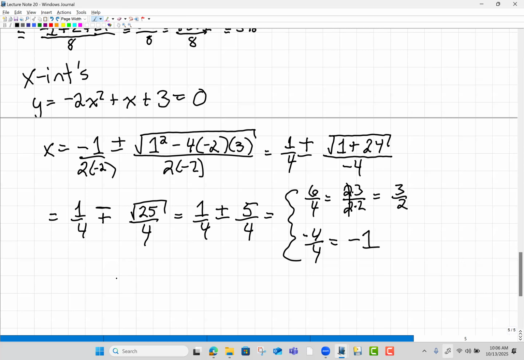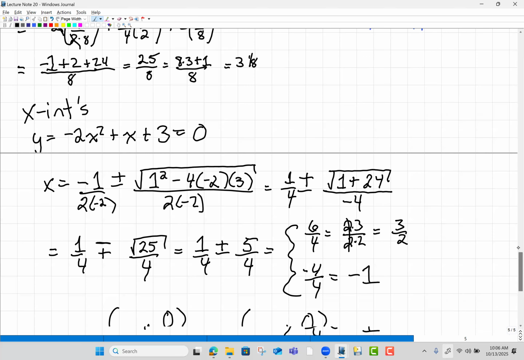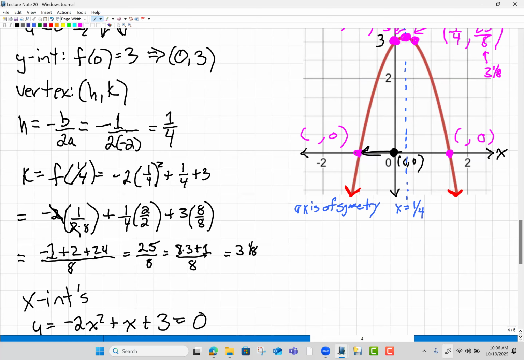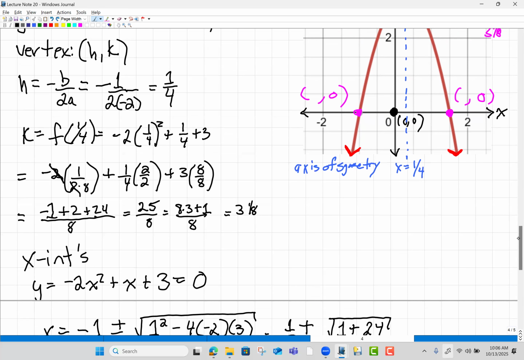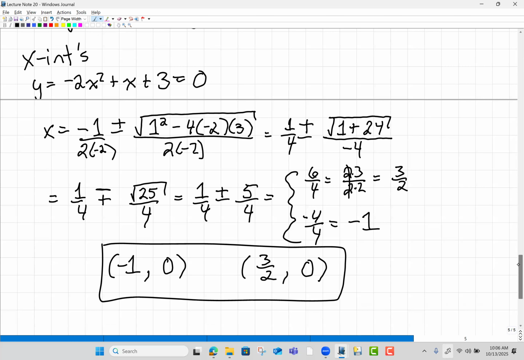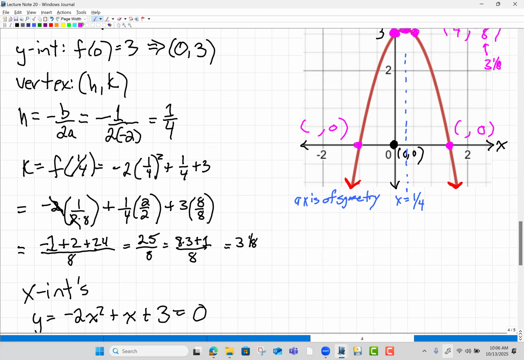So our x-intercepts are coordinates. The y values are 0, right? Because if you're here, y is 0. And now we know these values. We start here and we add 5/4 or subtract 5/4. So 1/4 plus 5/4. What are they? Minus 1 and 3 halves. Those are the x-intercepts. Minus 1 and 3 halves.